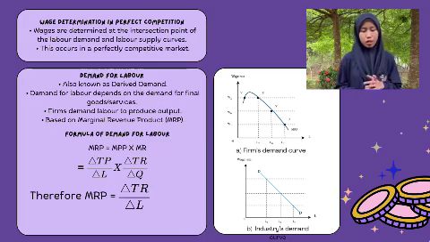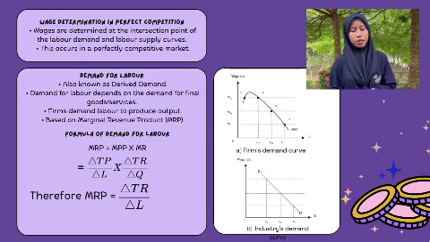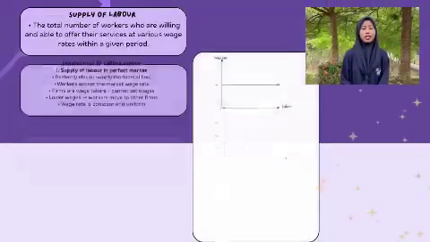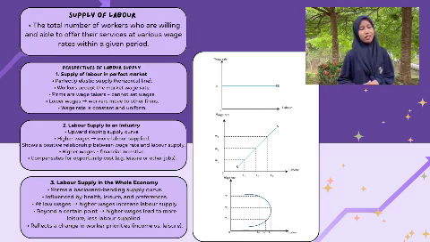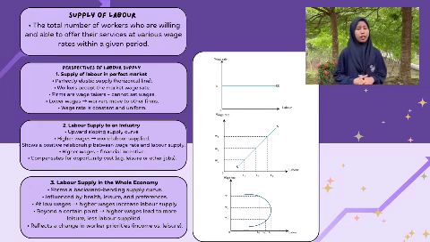The formula for the demand for labor is based on the marginal revenue product. Supply of labor refers to the total number of workers who are willing and able to offer their services at various wage rates within a given period. There are three perspectives of labor supply. First is supply of labor in a perfect market.